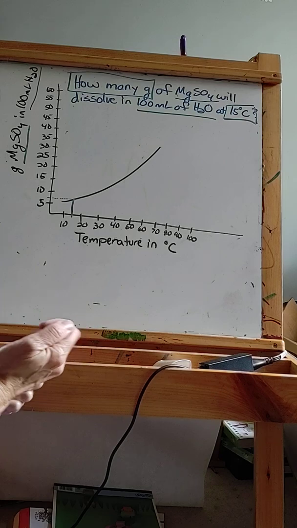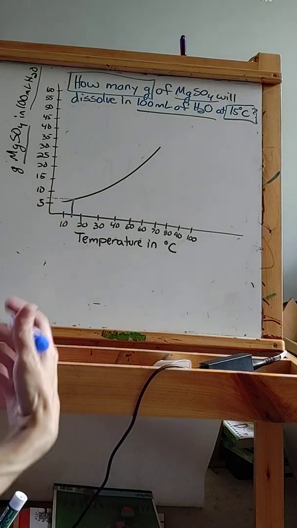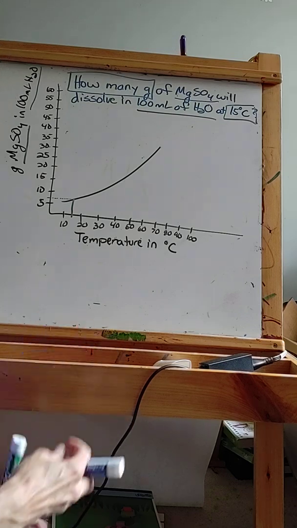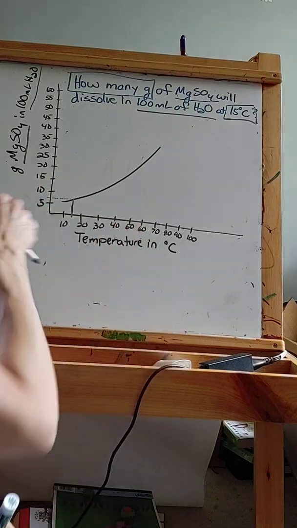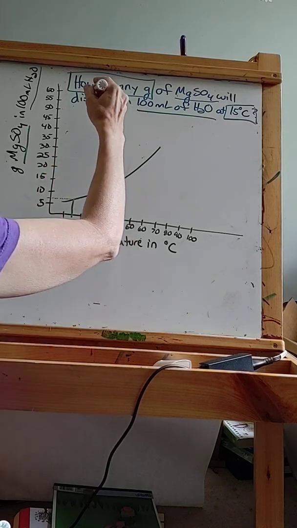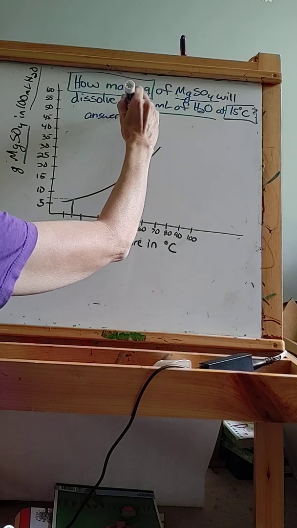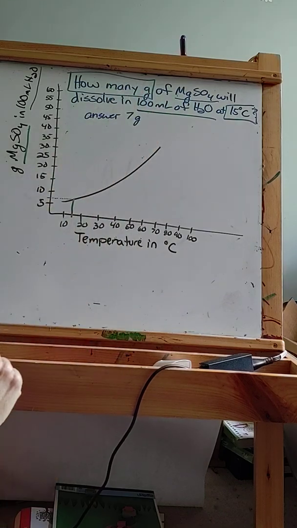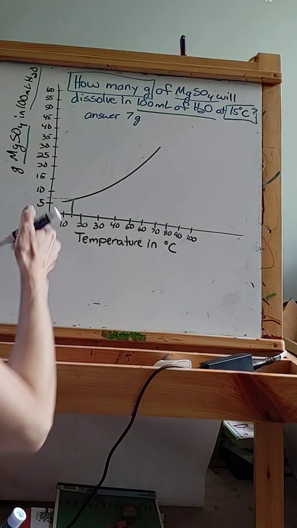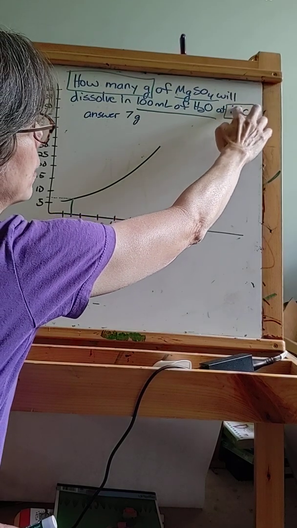Look, in my class, as long as you give me an answer that is more than 5 but less than 10, I'm going to be happy with you, and I'm going to count it as correct. To me, that looks like, I don't know, 7, okay? So for me, my answer for this particular question, I would say 7 grams of magnesium sulfate will dissolve at 15 degrees Celsius.